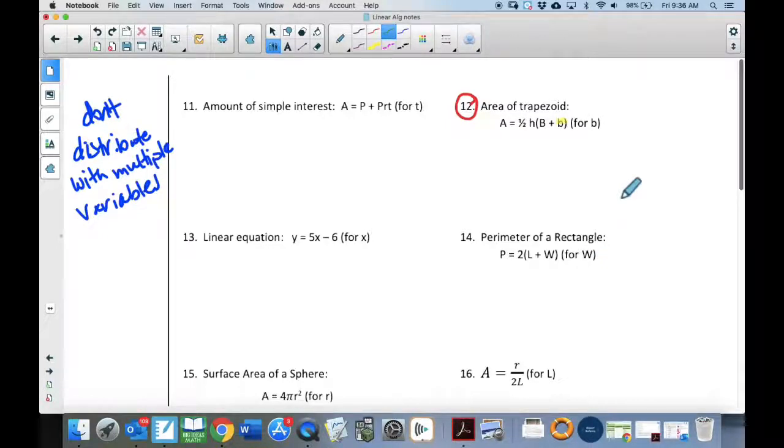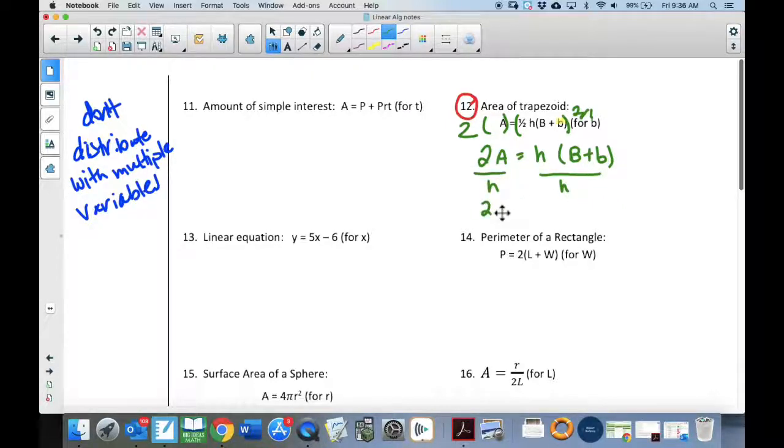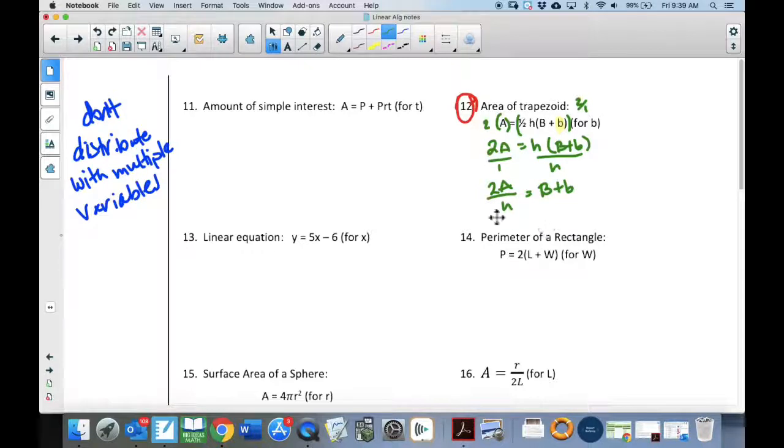Instead, let's do this thing that we've been talking about and get rid of what's out here first. And I always like to get rid of the fractions first. Let's multiply this side by 2 over 1 and multiply this side by 2 over 1, or just 2. So the 2 over 1 canceled with the 1/2. I still have an h, so I'm going to divide both sides by h. Okay, so I have 2a over h equals capital B plus lowercase b. I'm solving for lowercase b, so I need to get rid of that capital B.